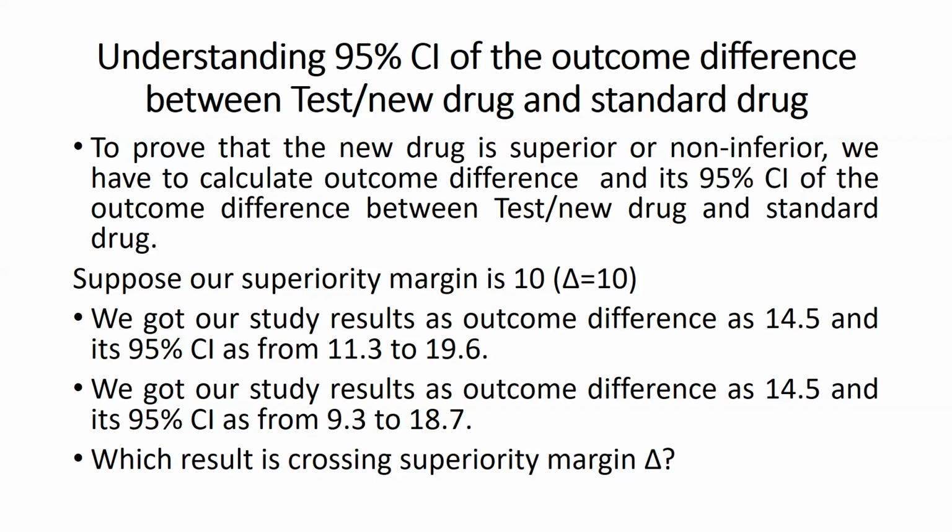Yes, we are crossing. It means in this case, the new drug is not superior to the standard. So what do we have to see? We have to see the 95% CI of the outcome difference in a superiority trial, in a non-inferiority trial, or the third one, an equivalence trial. We are not discussing the equivalence trial.